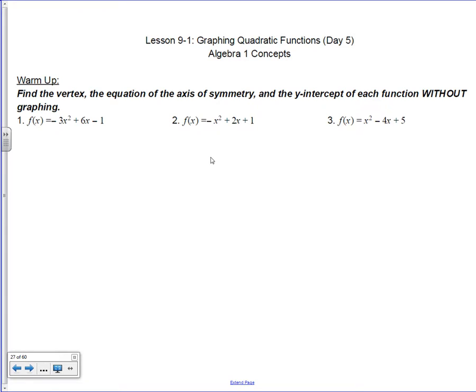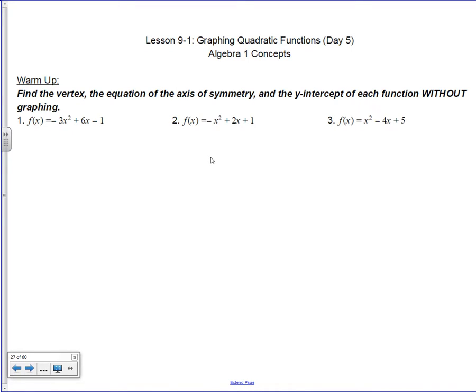So today we'll go ahead and go through. You can see this is still day 5. We're still talking about graphing quadratics, and we'll start with our warm-up here. Find the vertex, the equation of the axis of symmetry, and the y-intercept of each function without graphing. So you should not need to use the graphing calculator online. We should be able to do all of this without the use of that.